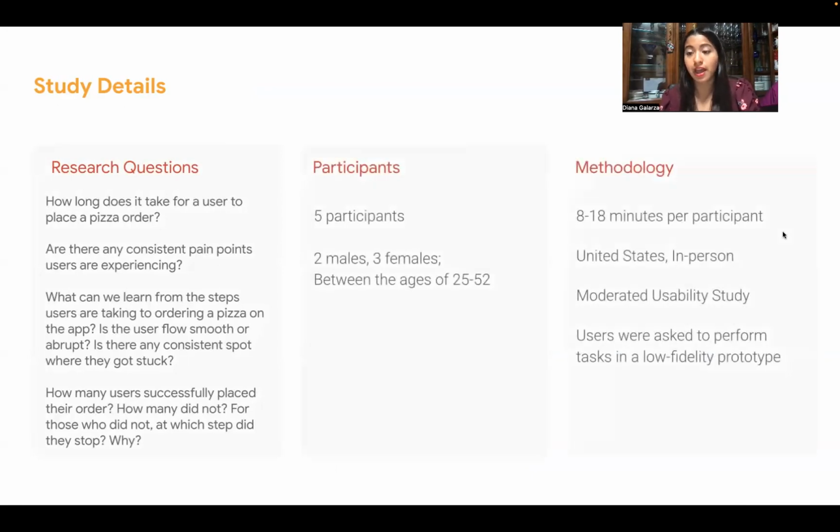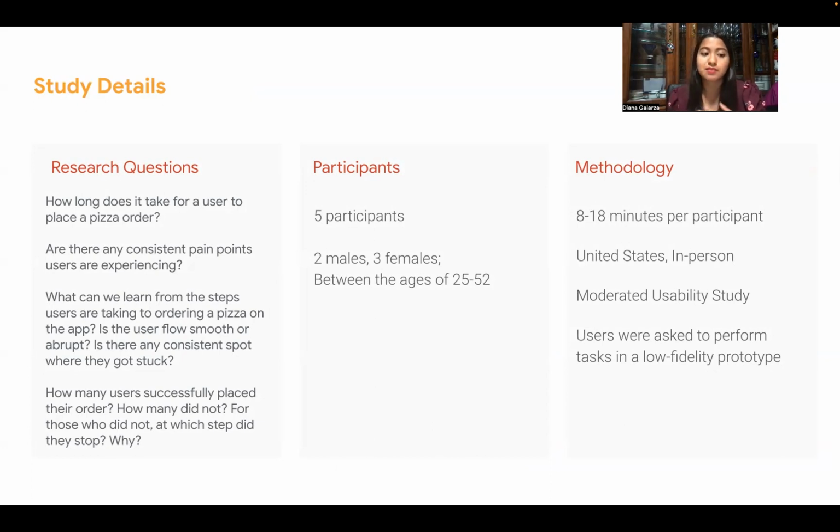Before conducting our research, we created a research study plan. It is our objective to answer the following research questions. How long does it take for a user to place a pizza order? We do not want it to take too long. We want it to be something that'll be quick and hopefully within seconds.